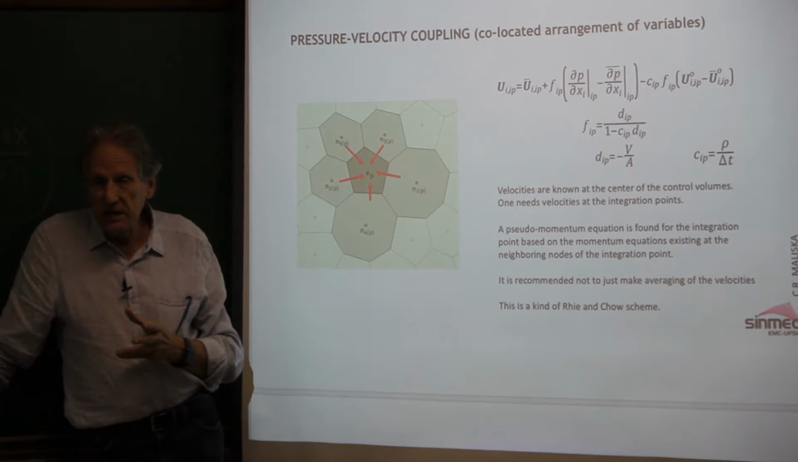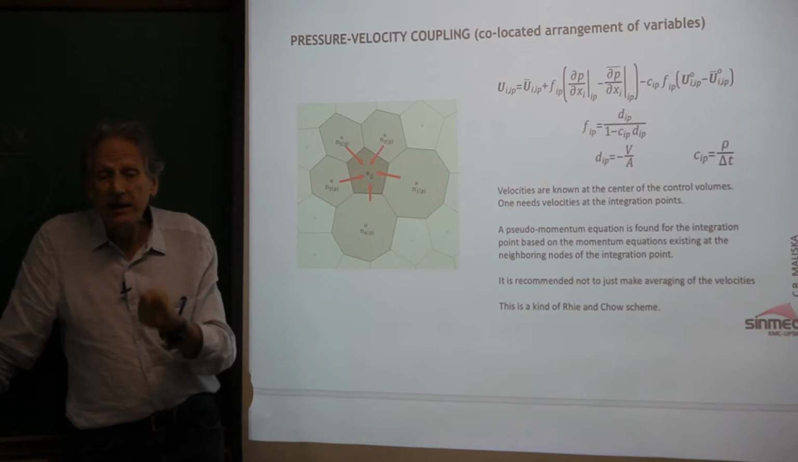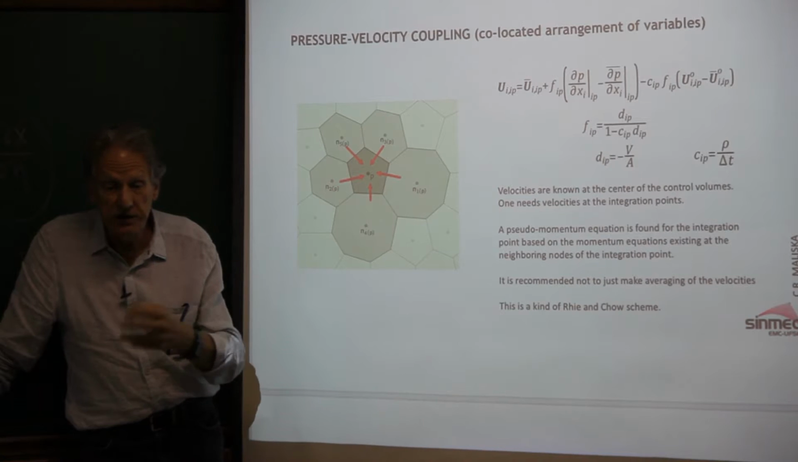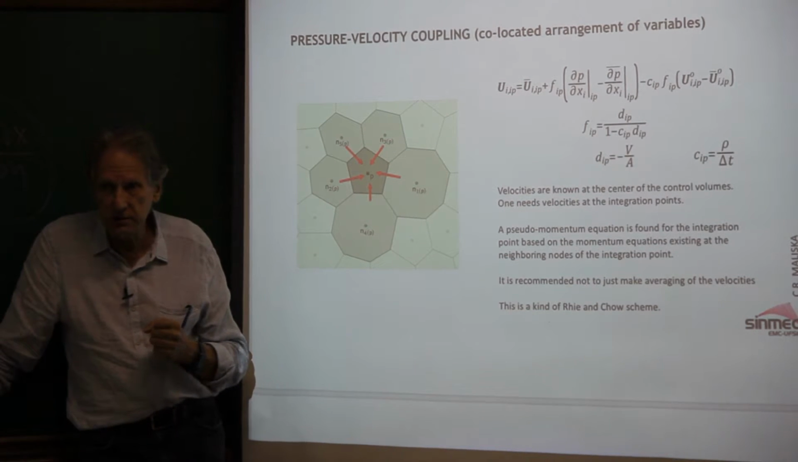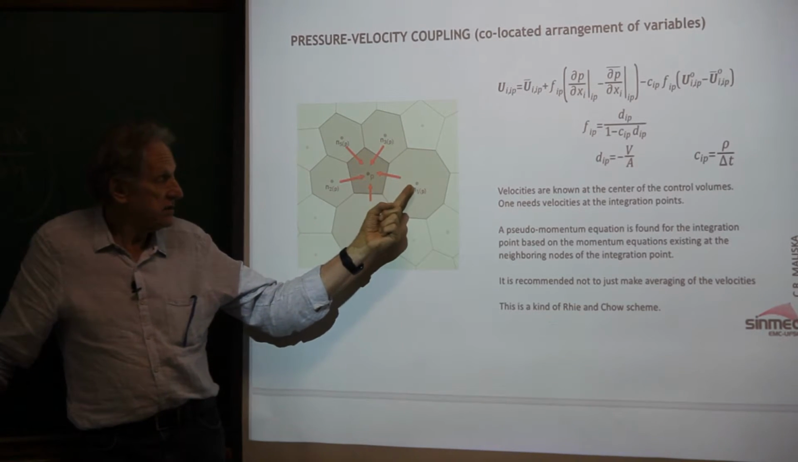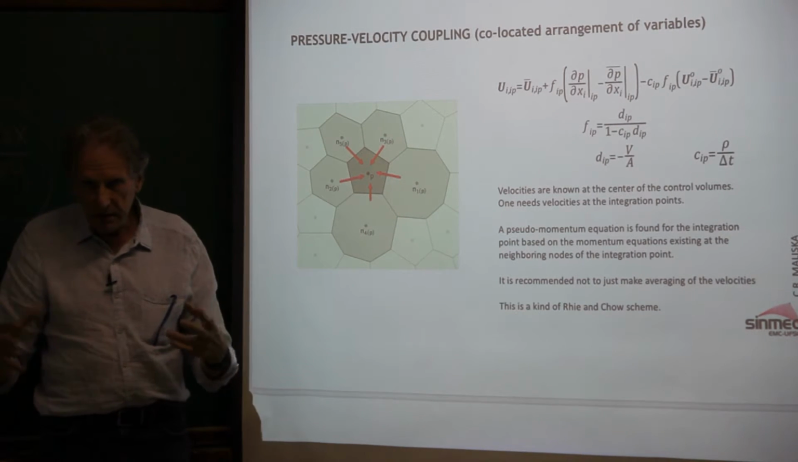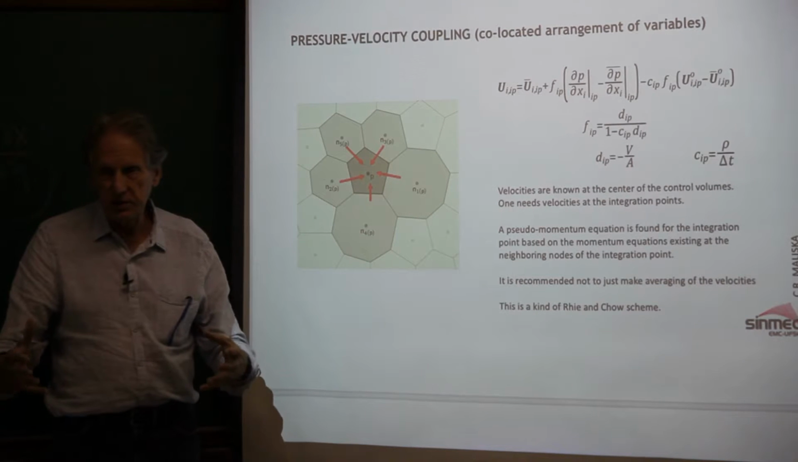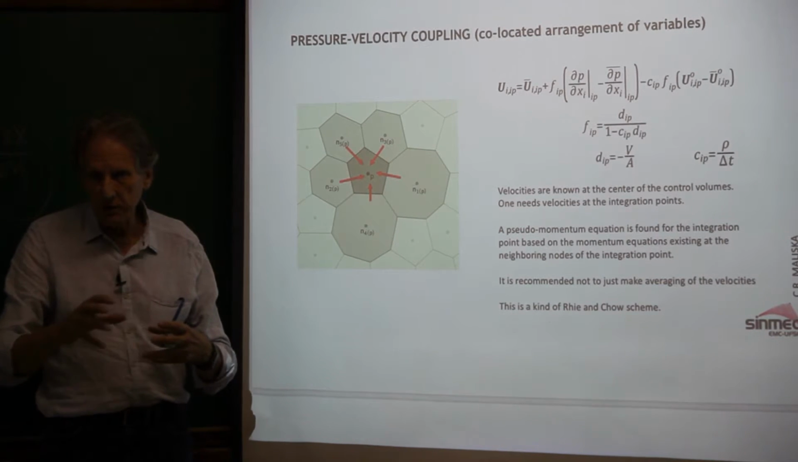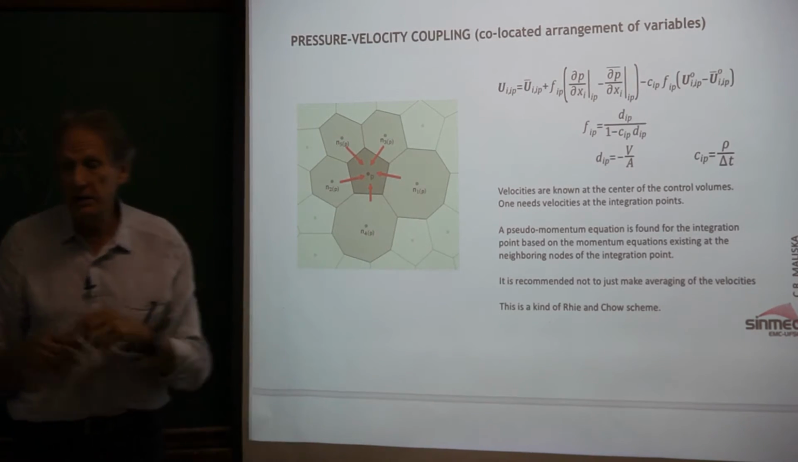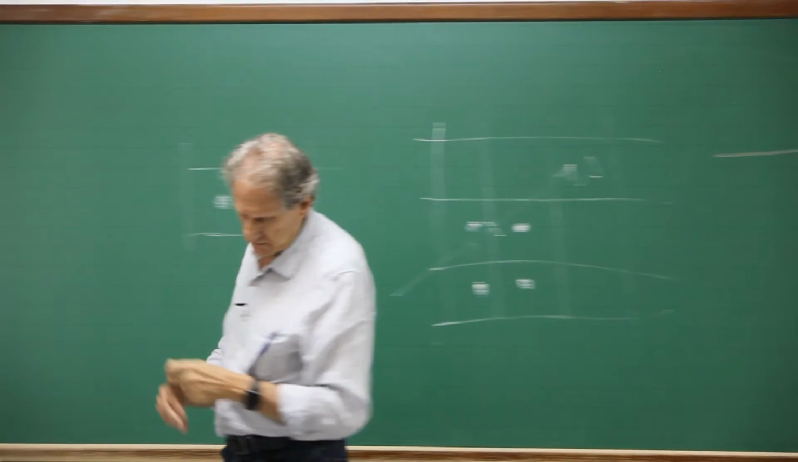But this does not create the strong coupling between pressure and velocity which is needed for the solution of the equation. That is the reason for not doing that. The coupling is not very well established among pressure and velocity in the region. So it's not recommended just to do the average of the velocities.